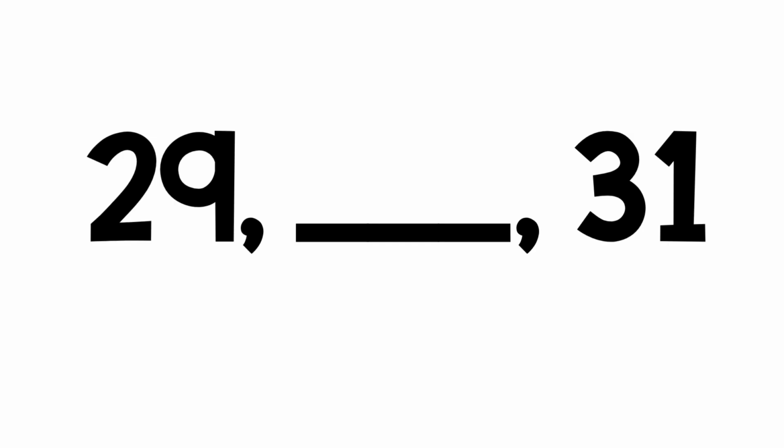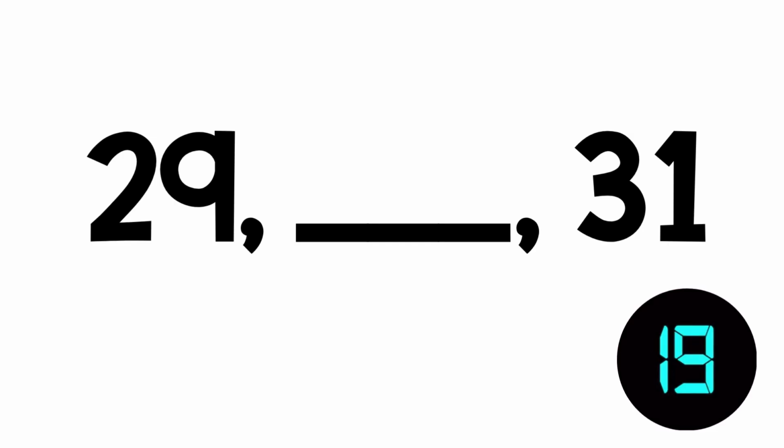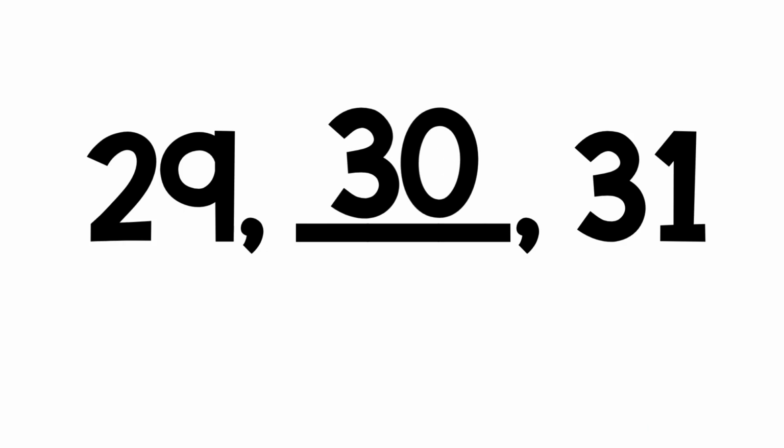20 is the next number. Notice how the number before it, the 19, has a 9 in the ones place, just like we studied on the hundreds chart. What is the missing number? The missing number is 30. Did you get that?